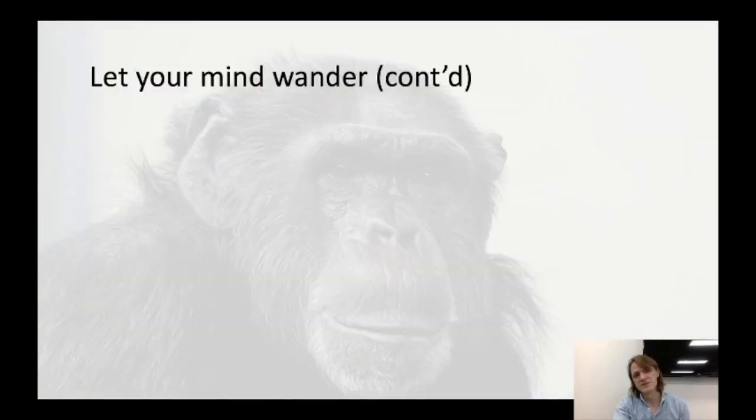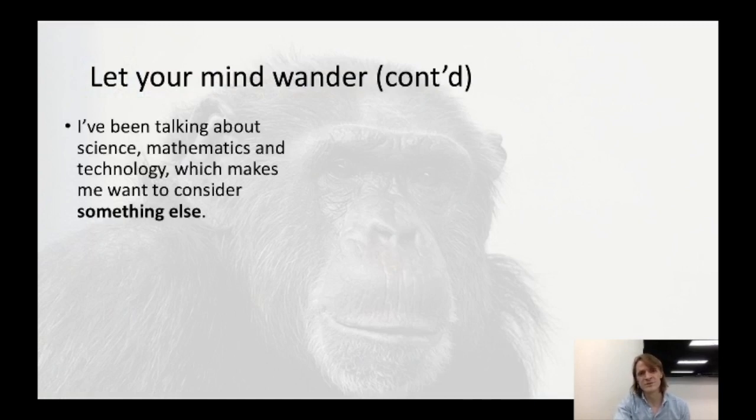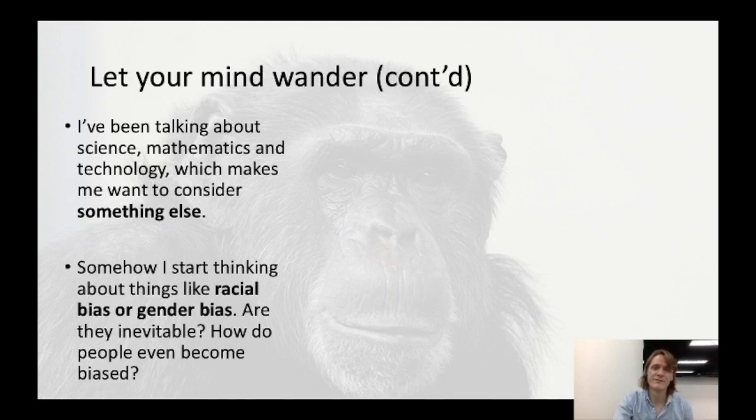But I continue just contemplating this thing, and I continue letting my mind wander. And I realize that I've been talking about scientific measurements and technology and mathematics, and it makes me want to consider something else, maybe from some other walk of life. Somehow I start just savoring the words of the IA prompt: bias. What other kinds of bias do I know? What comes to mind are things like racial bias or gender bias. These are also kinds of bias.